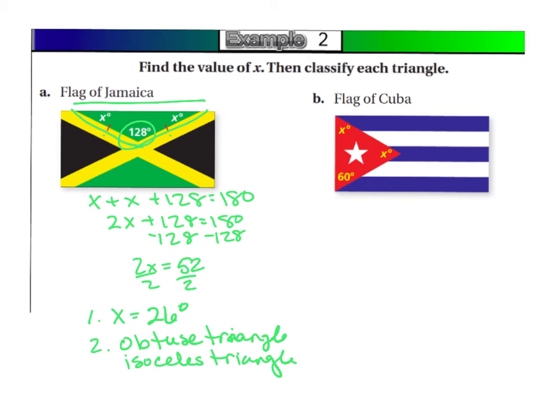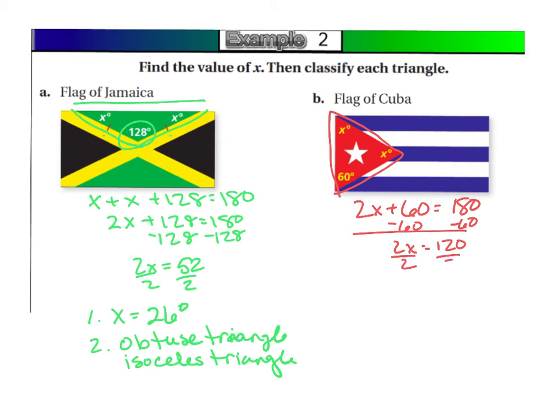Over here for the flag of Cuba, we're doing this triangle off to the side. And again, we've got 2x plus 60 gives me 180. I'm going to subtract the 60. 2x equals 120. I'm going to divide by 2. x equals 60 degrees. There's number 1. Find the value of x.